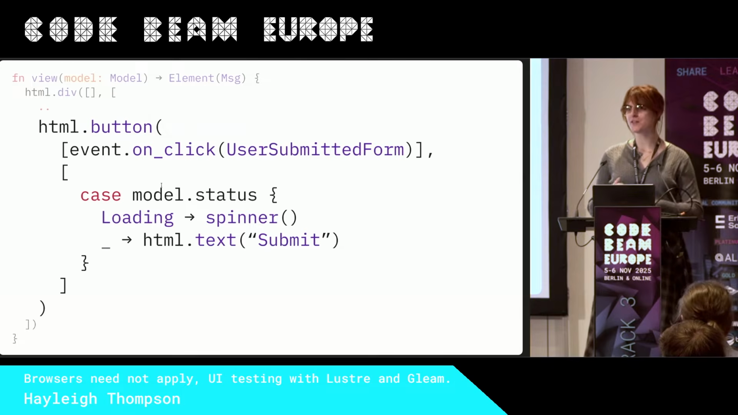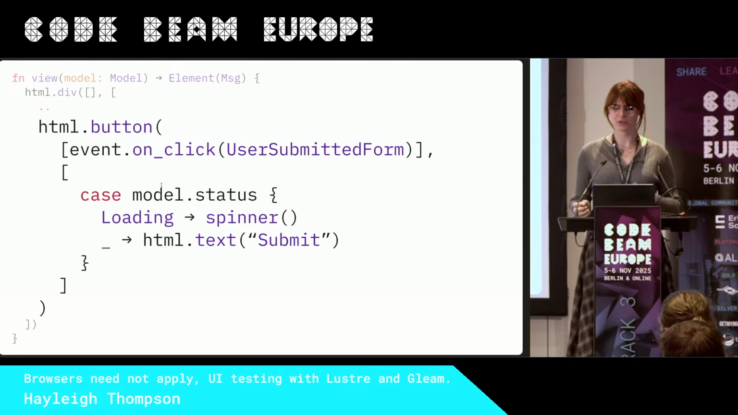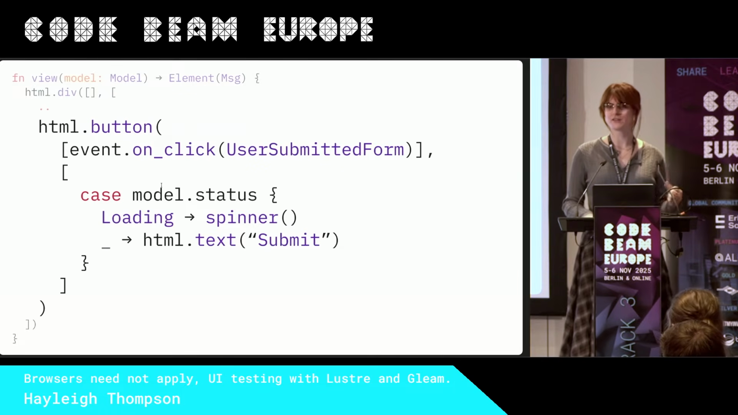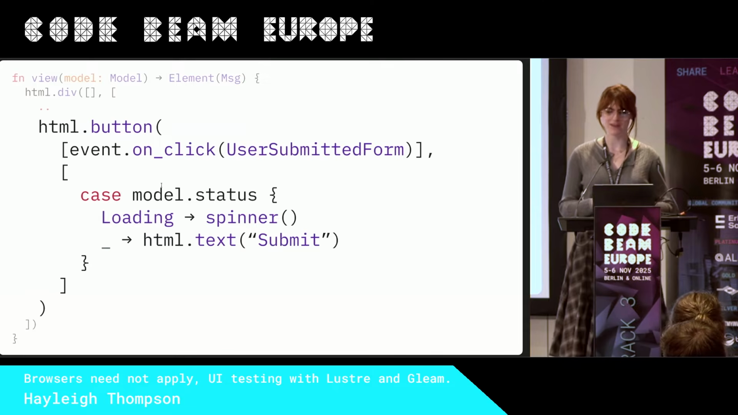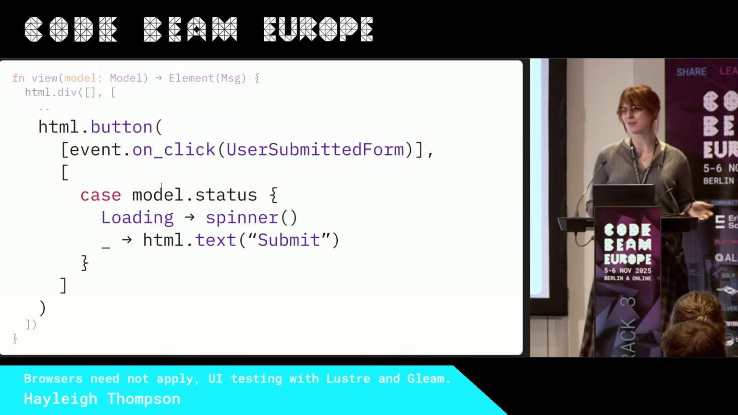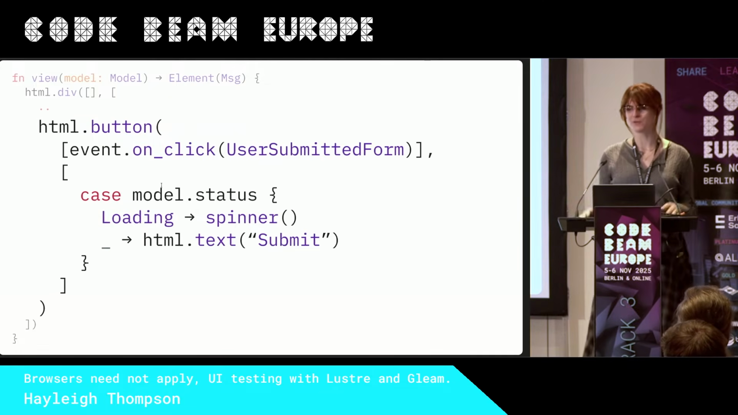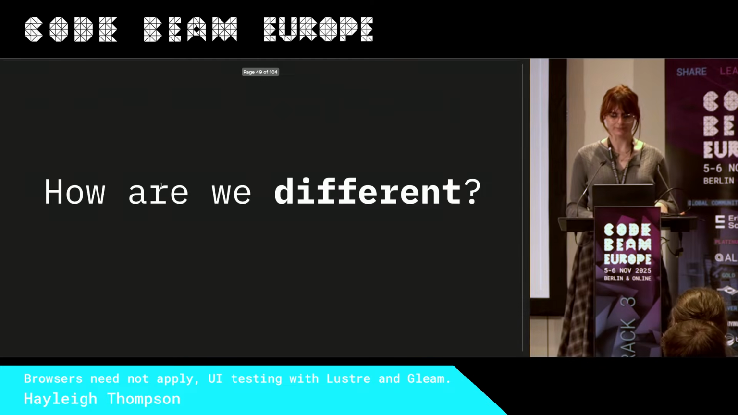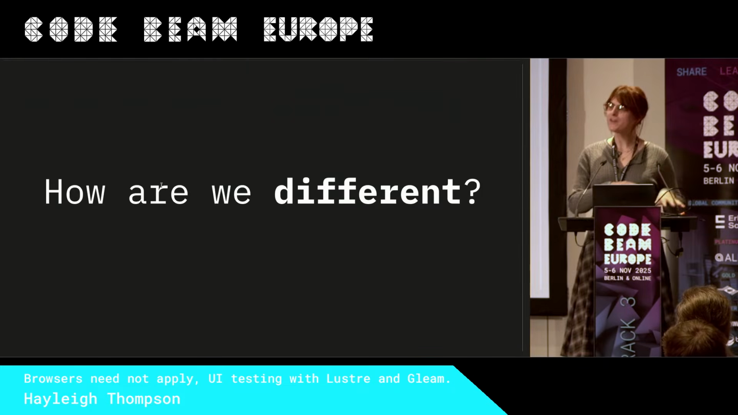And because this isn't a special markup language, we also have easy access to all of the language features that Gleam has. So this is a small example of pattern matching. I assume everyone in this room is already familiar with that. So how is this different?